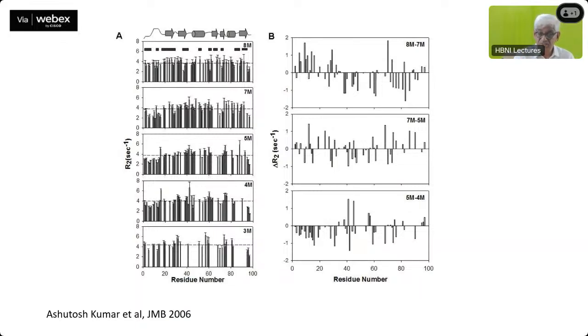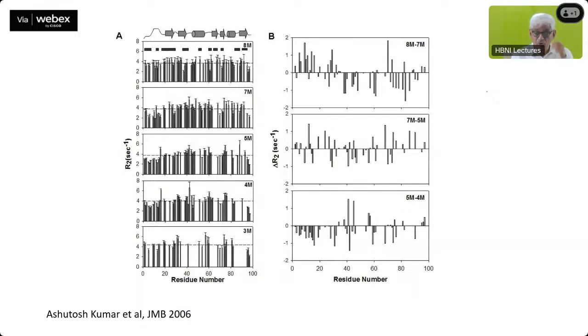As you go stepwise, the R2 values change sign, 8 molar to 7 molar, 7 molar to 5 molar, 5 molar to 4 molar. The way it is changing, this is also either positive here, negative here. Different portions of the protein are folding in different ways, going different paths. That's why the R2 values are also changing. There is a slowing down at some point and not slowing down at some other points.